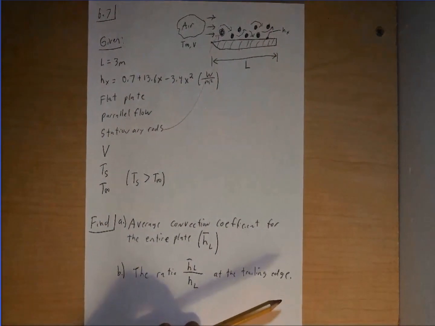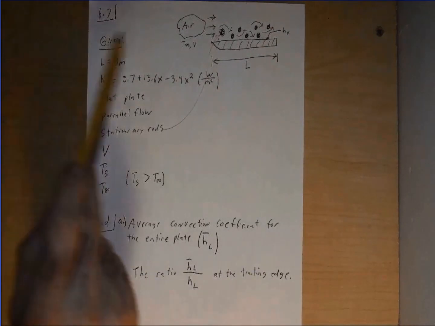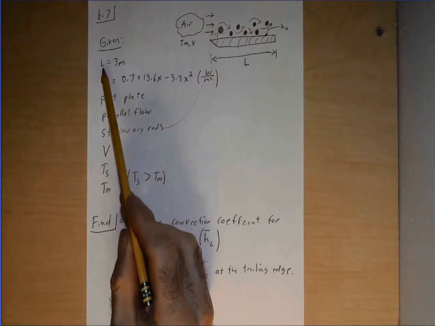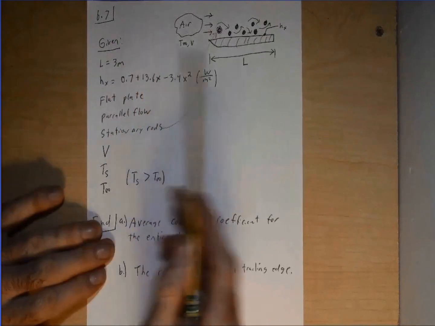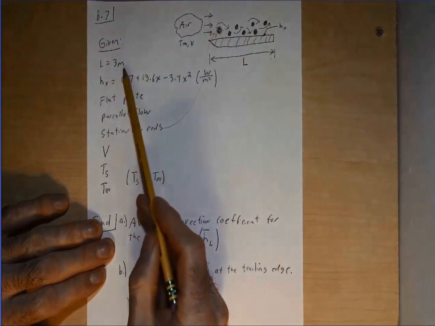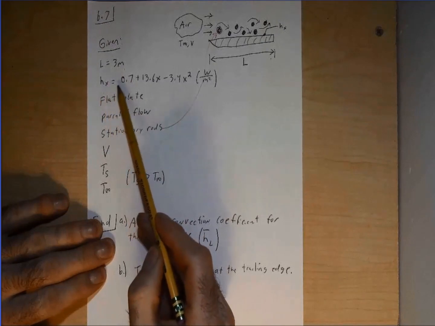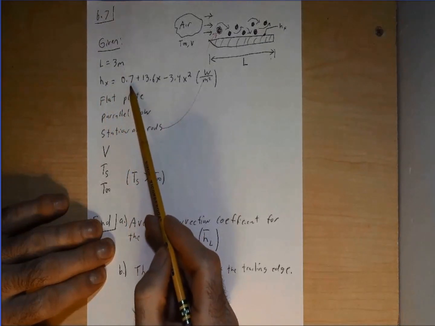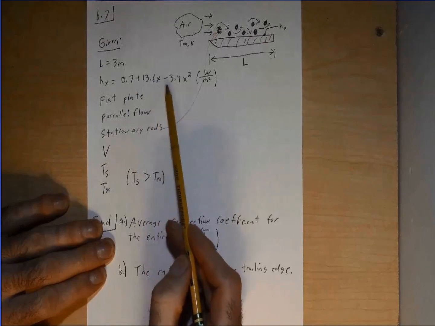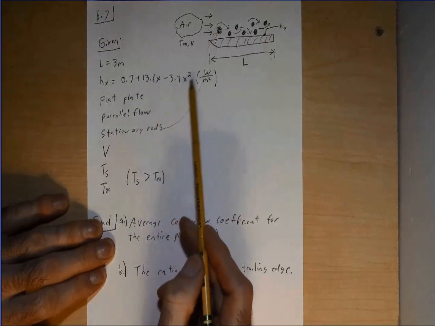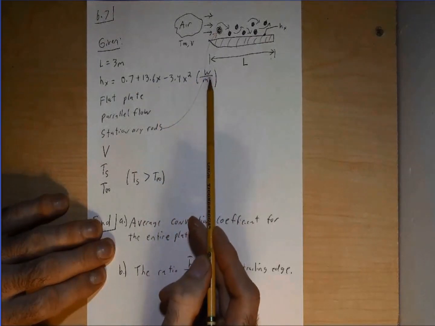So we take a look at this, and we can see in the problem statement for problem 6.7, they give us that the total length is equal to L, from there to there, which is equal to 3 meters. They also give us an expression for our h of x. So this is given by this equation here of 0.7 plus 13.6x minus 3.4x squared in units of watts per meter squared.